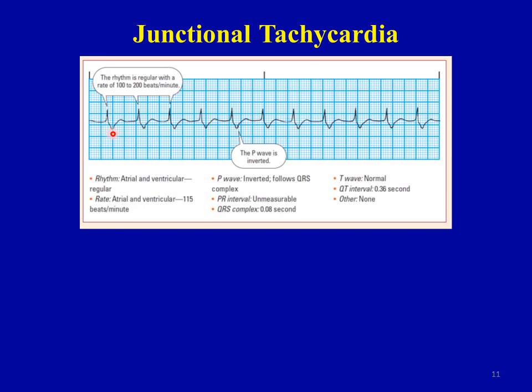And here you might think that this is an inverted T wave. Actually, this is an inverted P wave that comes following the QRS complex, because the electrical impulses will go to the ventricles first and then to the atria, and since it is retrograde conduction in the atria, the P waves will be inverted.